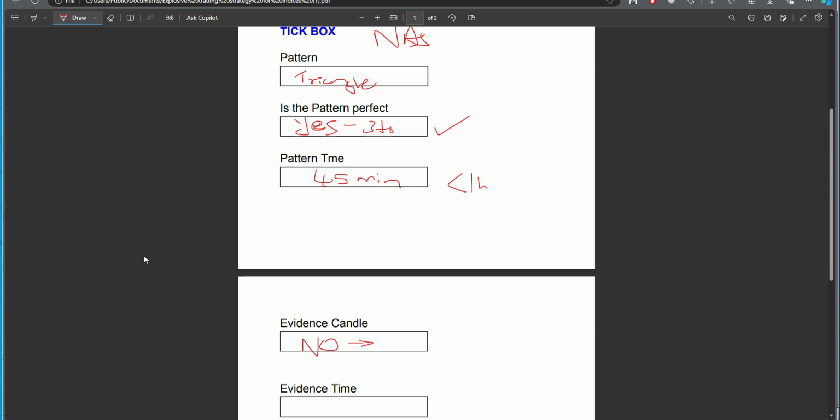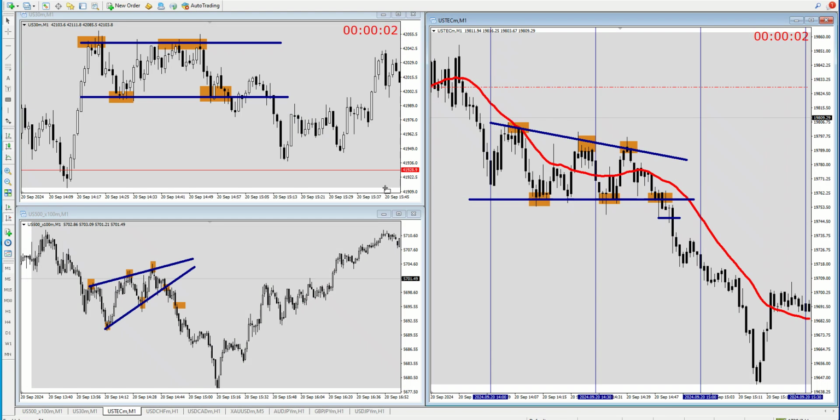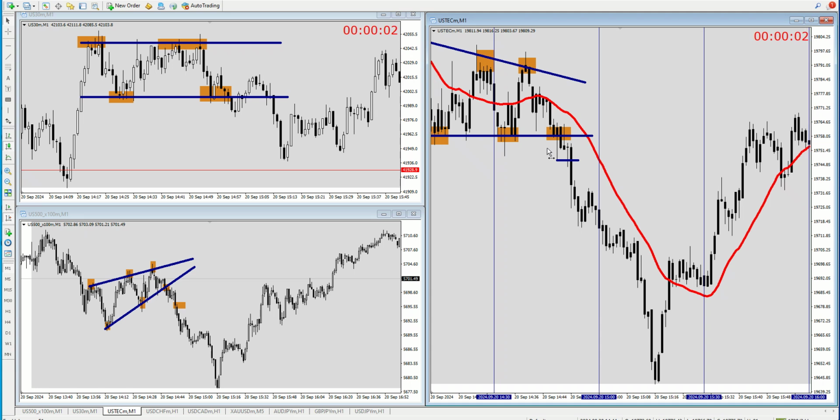Okay. And number 2, I told you. Number 2, we calculate the size of the pattern. If this is beyond 100, it's more likely gonna go 100. But this one is not even 100. It's roughly 40 something pips. So target is 50 because it's not above 1 hour and it's not that big.